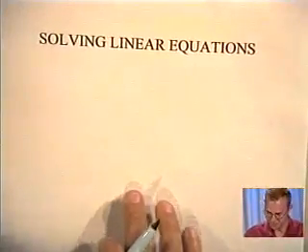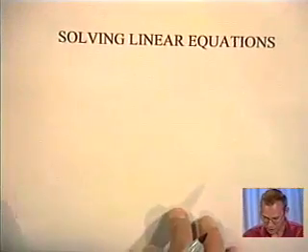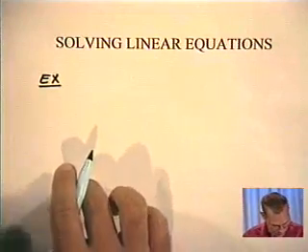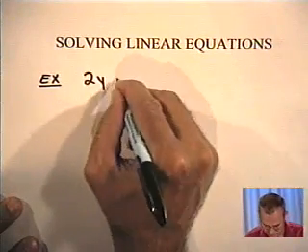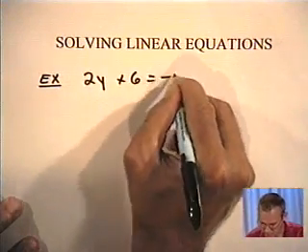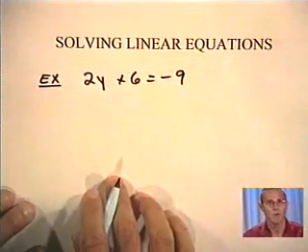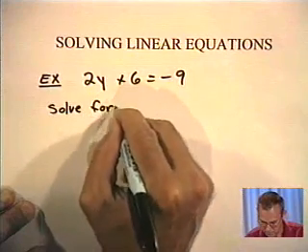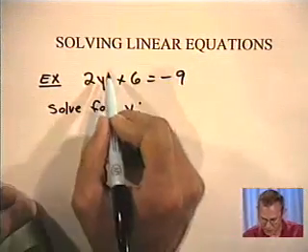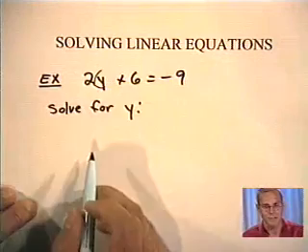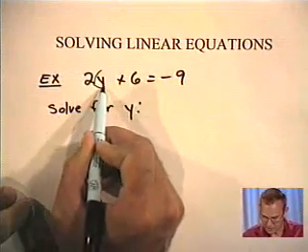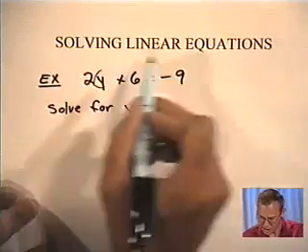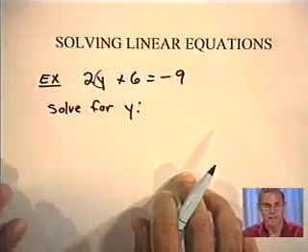Solving linear equations. The whole goal here is, given a linear equation, let's just take the one we just simplified. We want to solve for the variable y. That is, let's figure out what number we need to plug into y such that 2 times that number plus 6 equals negative 9. Solving linear equations is actually quite easy once you get the hang of it.